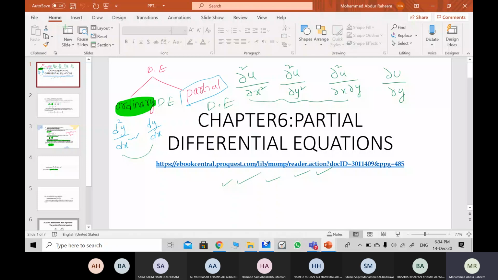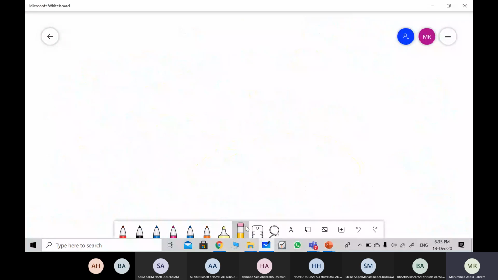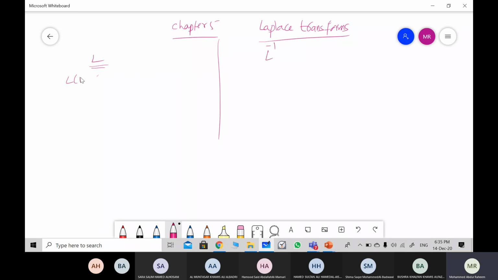Okay. One time I will give the review of chapter 5 now. What was chapter 5? Laplace transforms. Actually, it is divided into two, L and L inverse. L of 1 is 1 over S. L of a constant C is C over S. L of e power a t is 1 over S minus a. L of e power minus a t is 1 over S plus a.